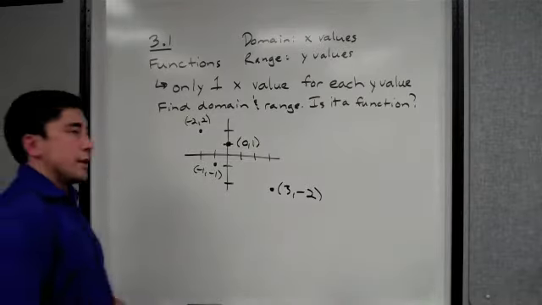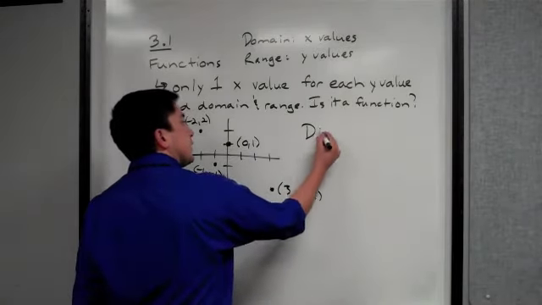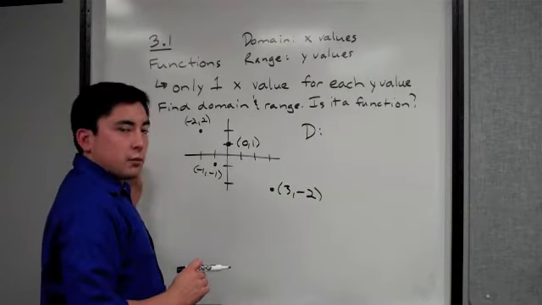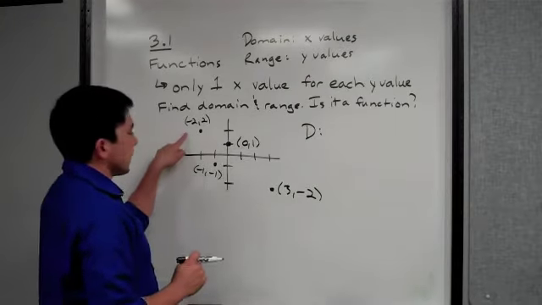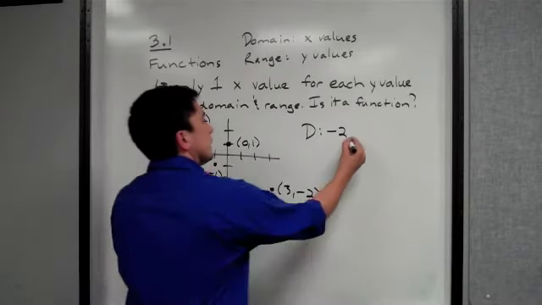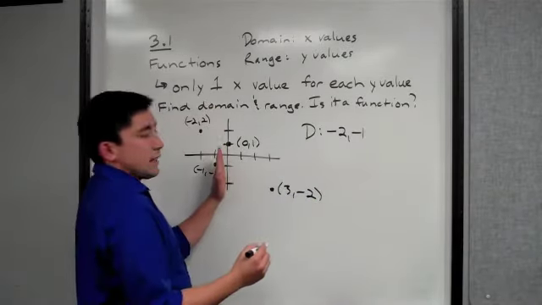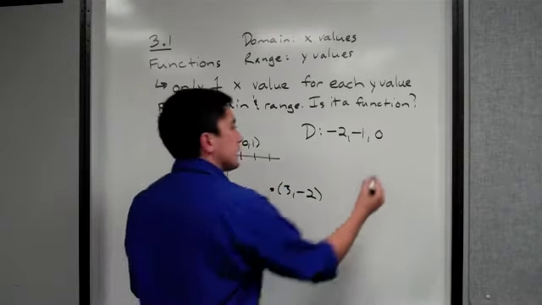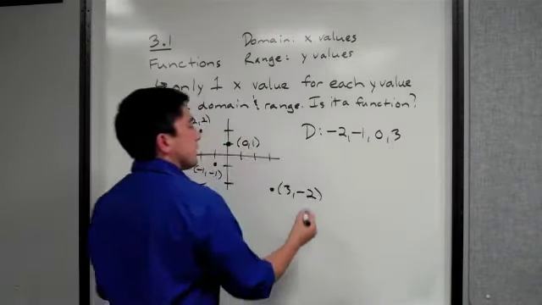So now we need to find the domain. Again, you're just putting your x coordinates. A good way to do this is start from one side to the next. So my lowest one is -2. The next one over is -1. The next one over that is 0. Then after that, it's 3. So that would be my domain.